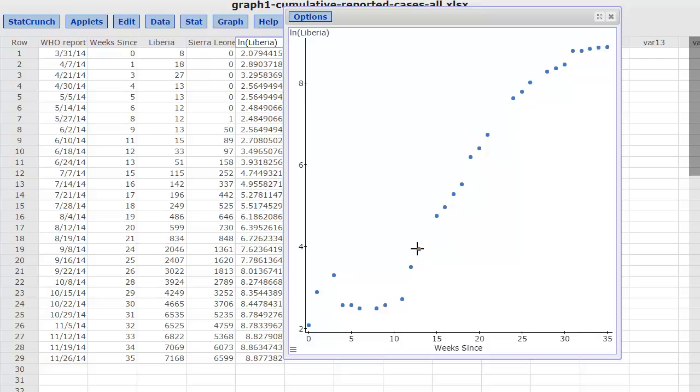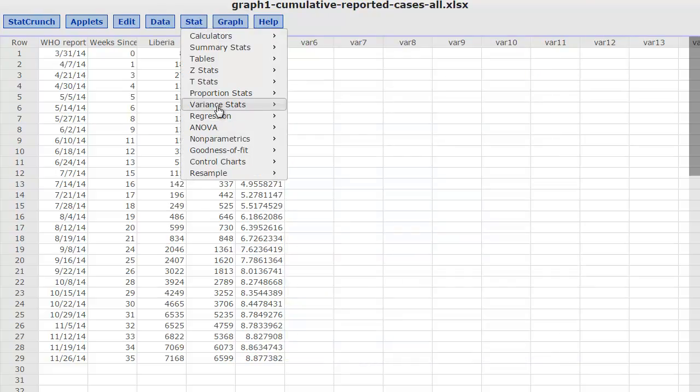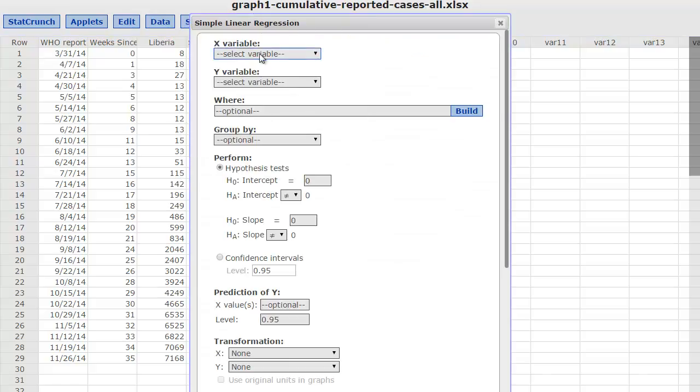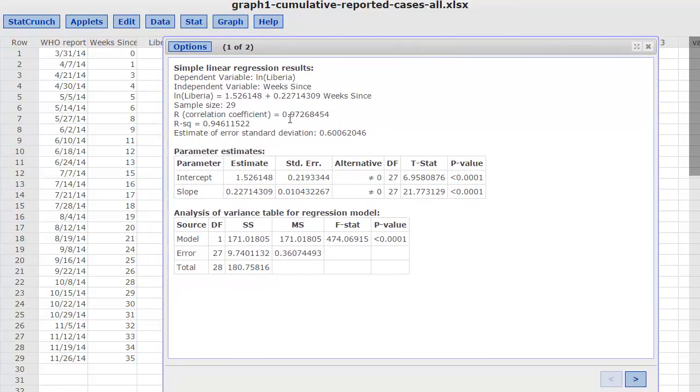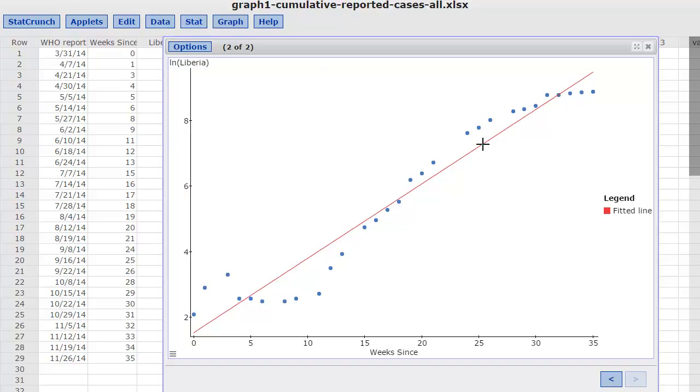Now, I know it still looks kind of wiggly because it's data, and data is messy. But here's what we're going to do. I can go ahead and do my linear regression on the weeks and the natural log of Liberia. And when I compute it, you'll notice my correlation coefficient is now 0.97, right? And my R squared is up to basically 95. Remember, before it was only like 75. So it's gotten a lot better. How much better? Look at how well the data fits the line.